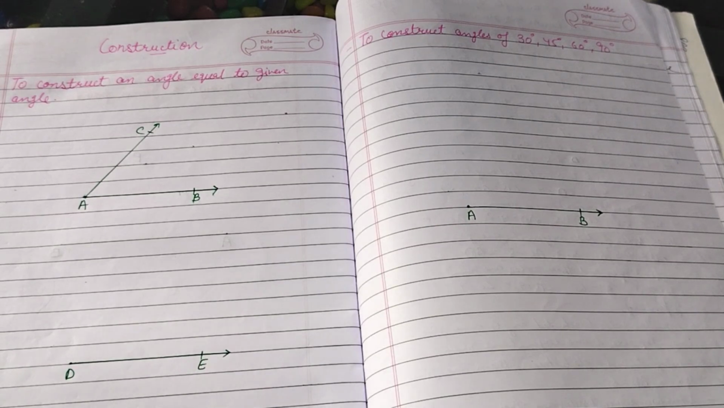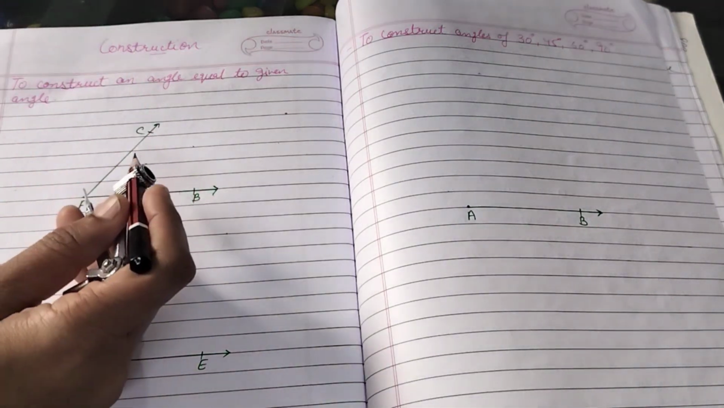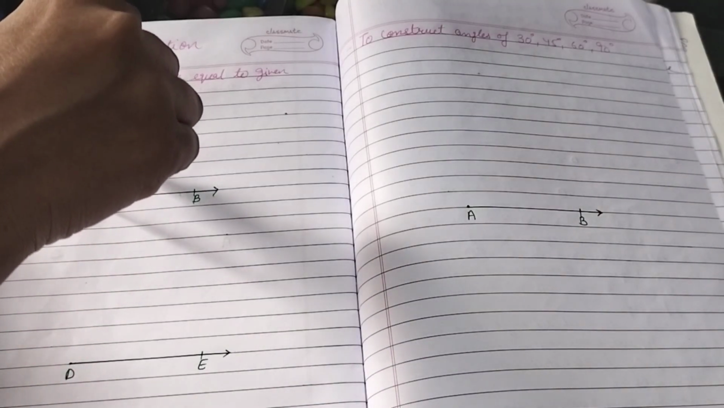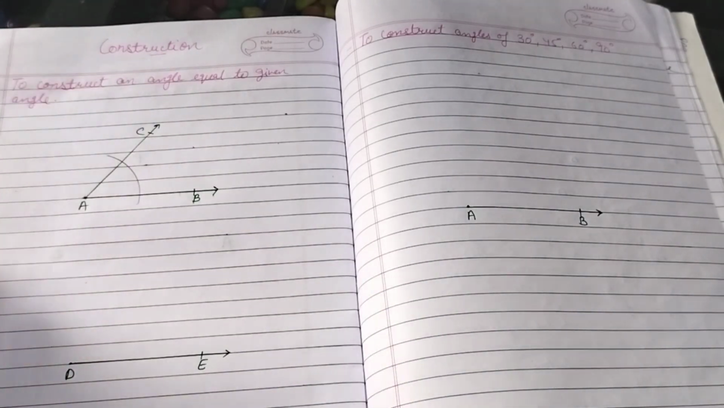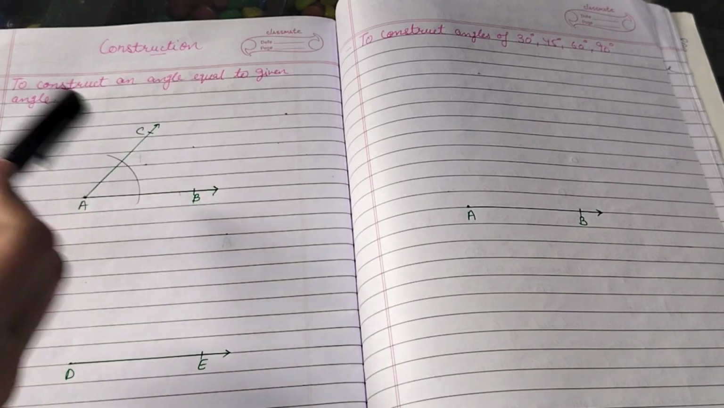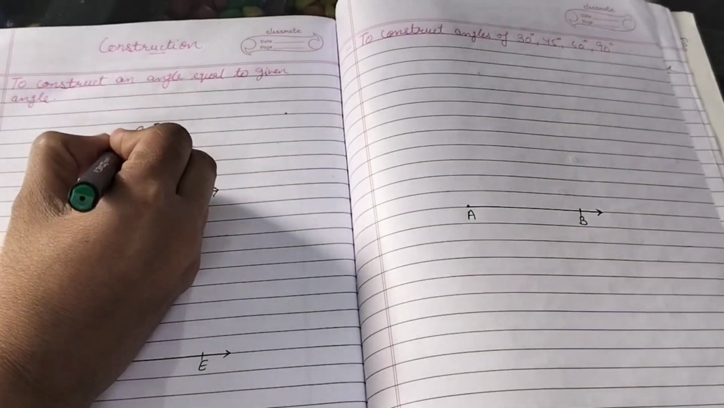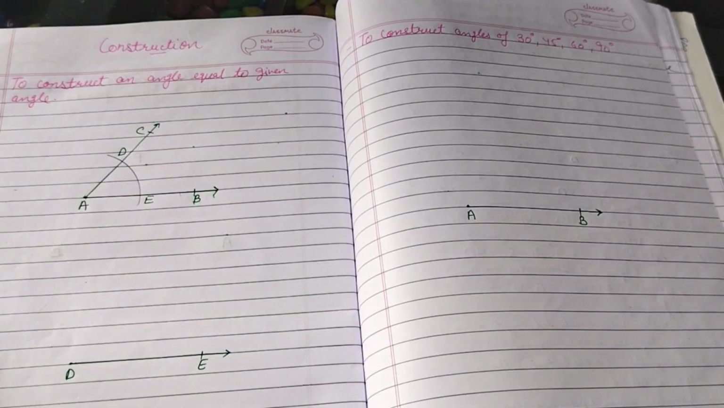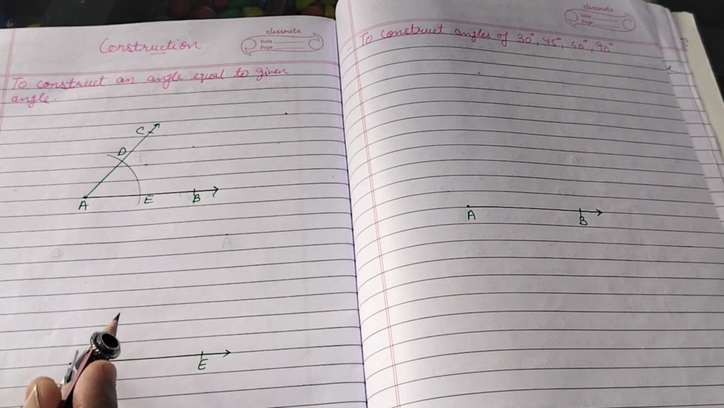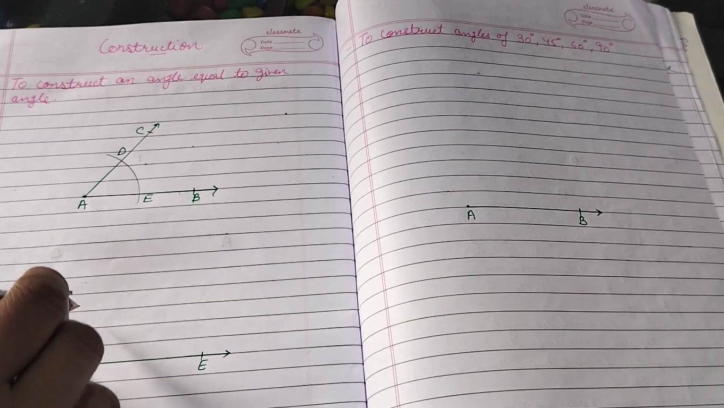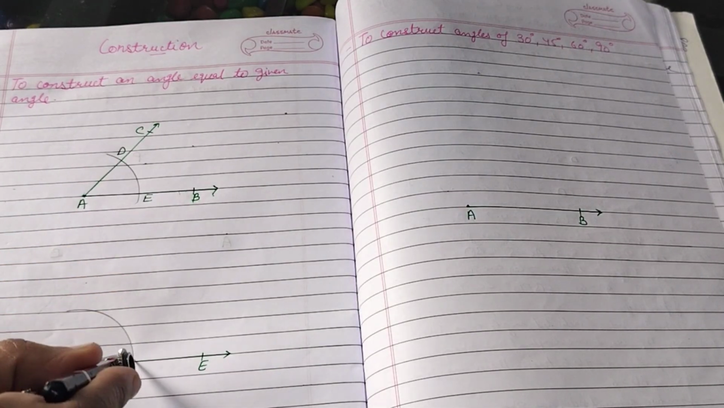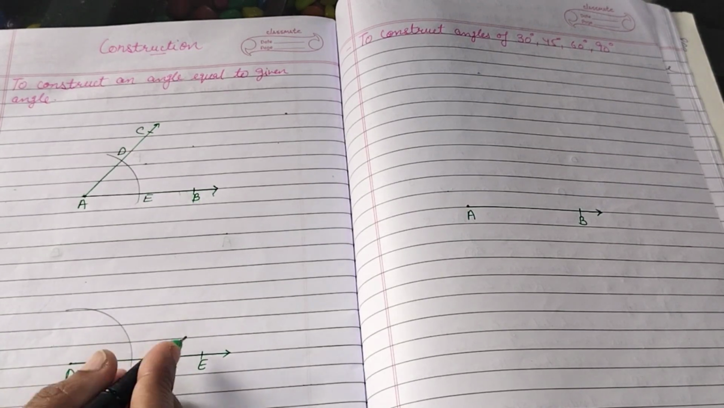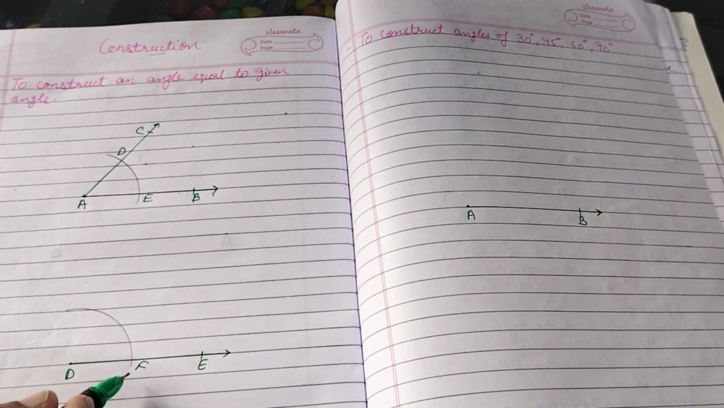Now using your compass with any of the radius and A as center, we will be making an arc which is going to intersect the line AC, suppose at your point D, and the line AB at your point E. Now with the same radius and with the center D, we will be making an arc like this, which is going to intersect the line DE. Suppose you're at point F. This is the point F.